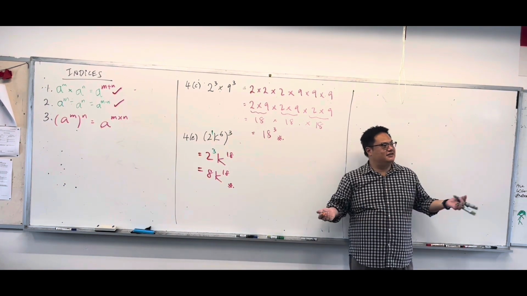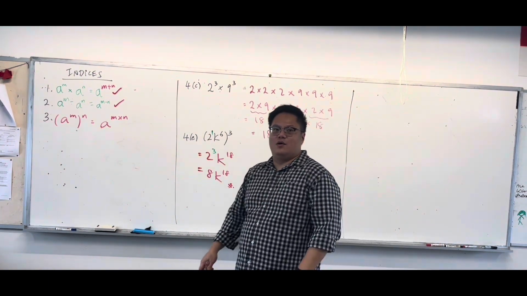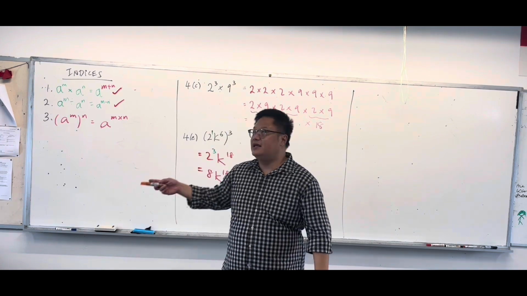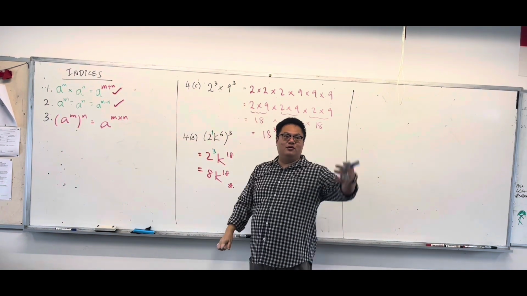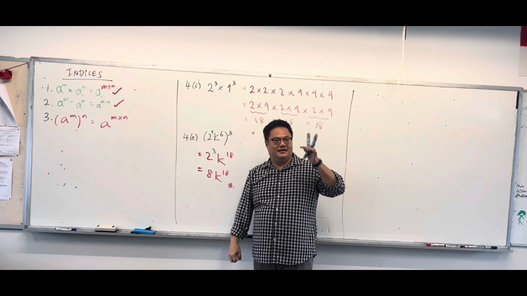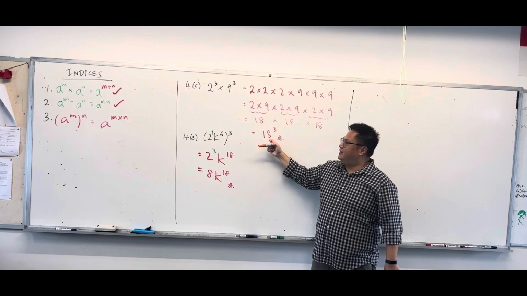That's it. Okay. So over here, what do you notice? When you multiply two expressions, they have the same power. What do you do with the bases then? You multiply, right? First 2 times 9 is 18.